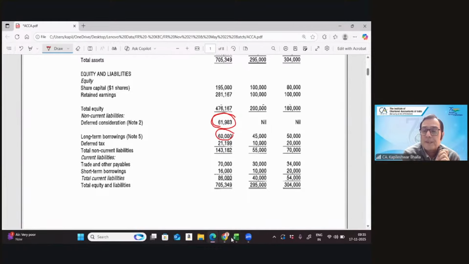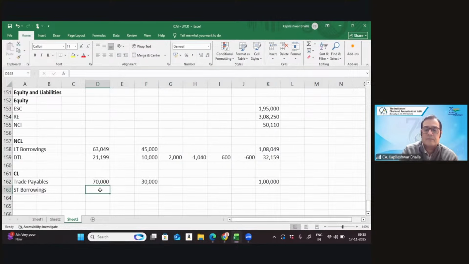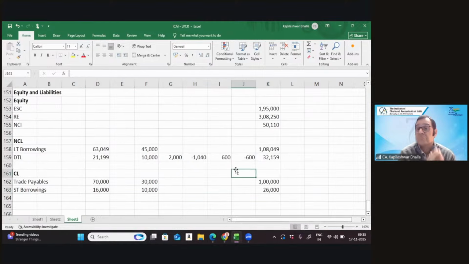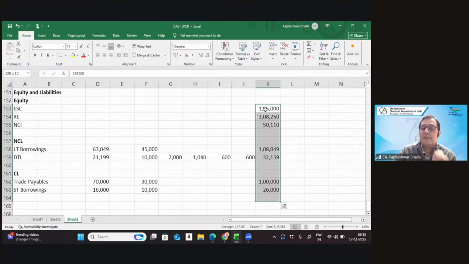And the short-term borrowings is 16 and 10. This is 16 and this is 10. So we get the total, that is 26. Keeping the fingers crossed, hopefully our balance sheet is going to tally. So let's see the results. That is 819,568. No, there's some discrepancy. Did we miss out anything? I think I missed out DC.